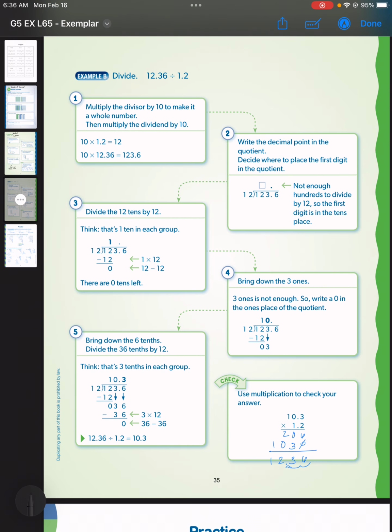As we move into another example, I have 12 36/100ths divided by 1 2/10ths. My divisor is a decimal. Divisors can never be decimals. So we want to multiply this divisor by a multiple of 10 to ensure that it's a whole number.